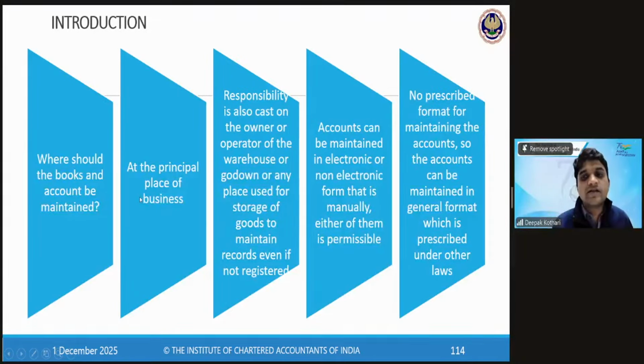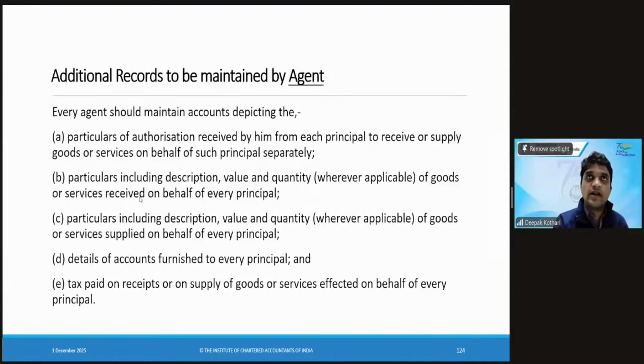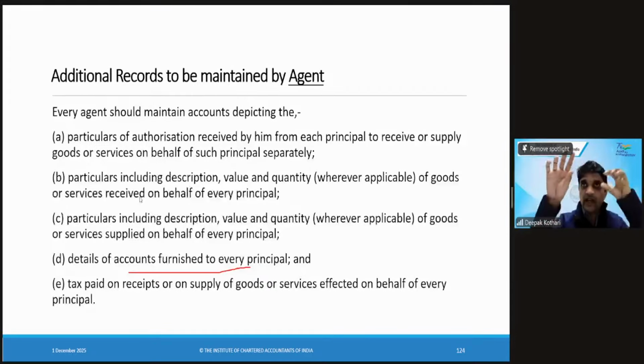Then there are various persons, right, for whom account has to be maintained independently. Like a person who is a registered agent, what details he will require, whatever the particulars of goods received from the principal, whatever is the statement he's giving to the principal, details of accounts furnished to every principal. So each category of person, separate books of accounts are specified that has to be maintained by each person. Debit note and credit note, when raised.